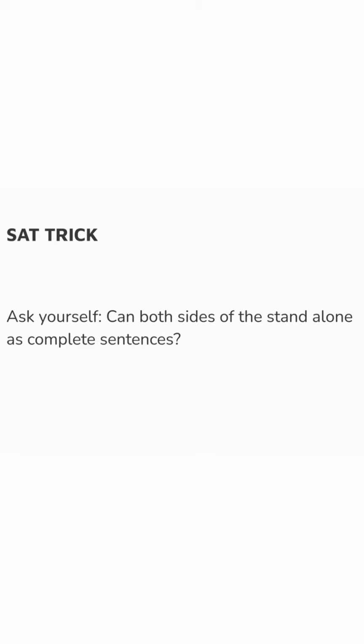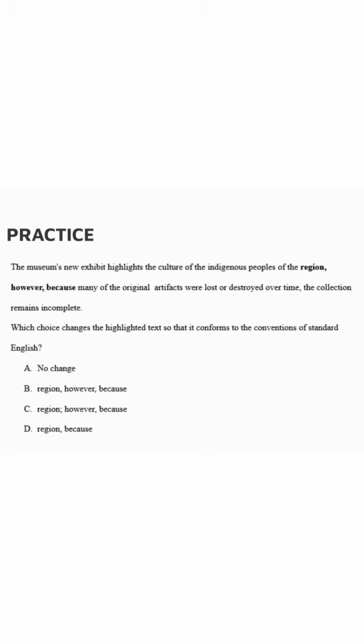So now I'll give you a practice question. Pause the video, choose your answer, and see if you can figure out whether you're dealing with a complete sentence, a fragment, or a run-on. The museum's new exhibit highlights the culture of the indigenous people of the region, however, because many of the original artifacts were lost or destroyed over time, the collection remains incomplete. Which choice changes the highlighted text so that it conforms to the conventions of standard English?